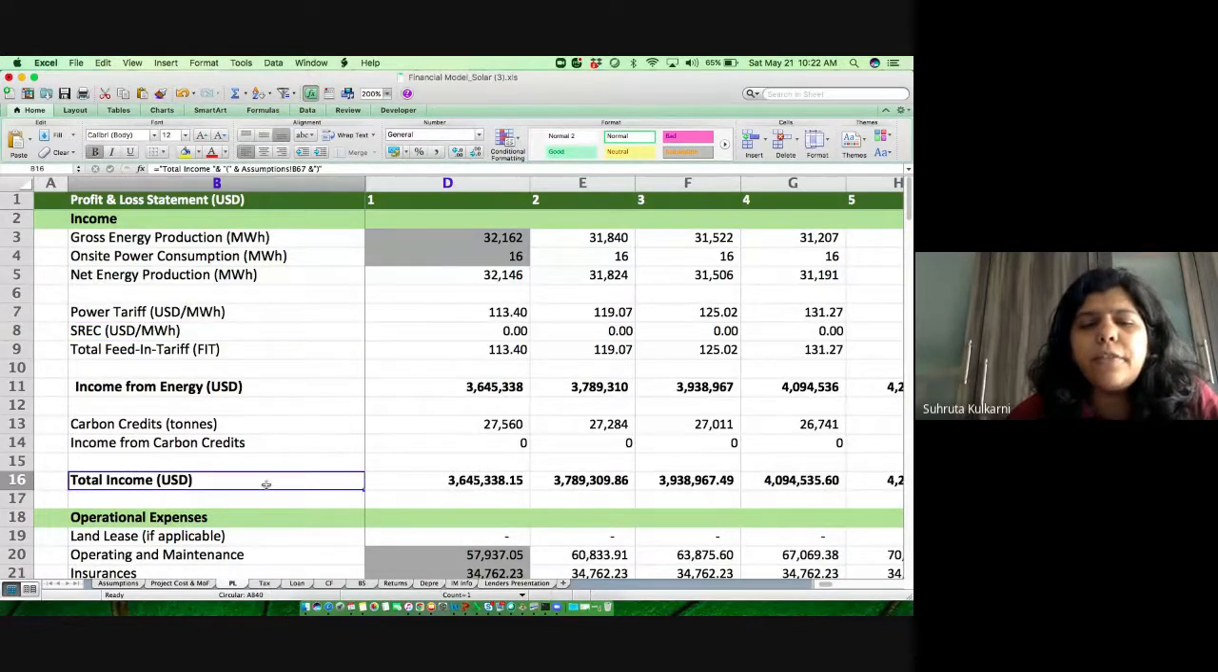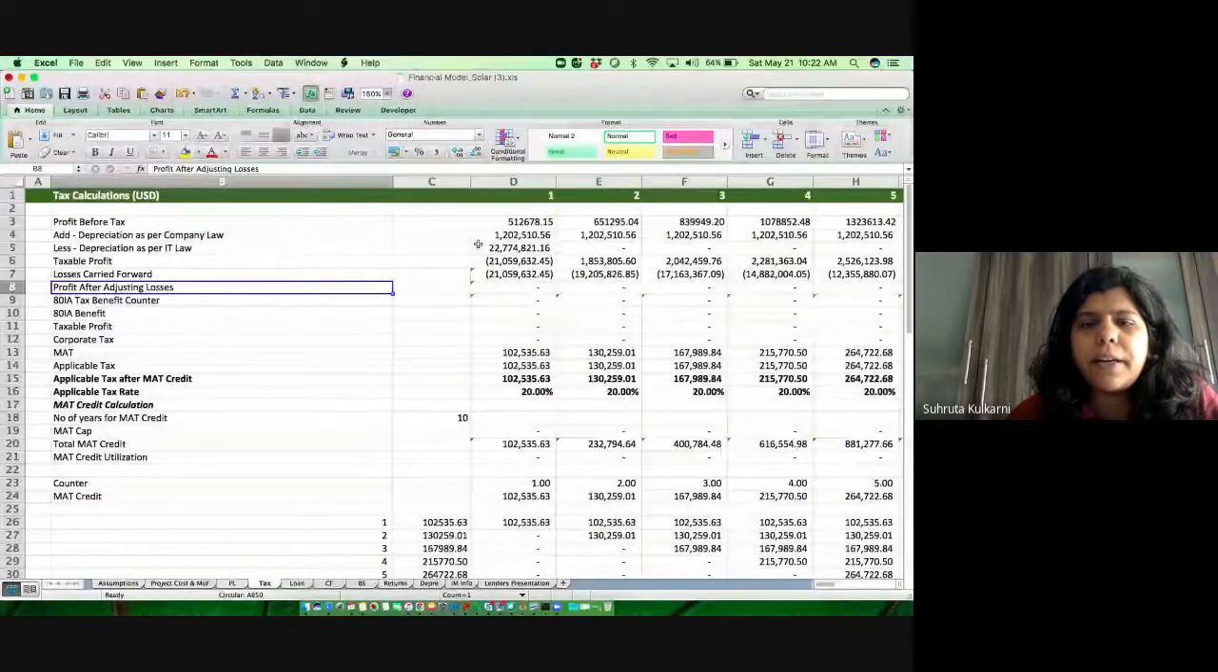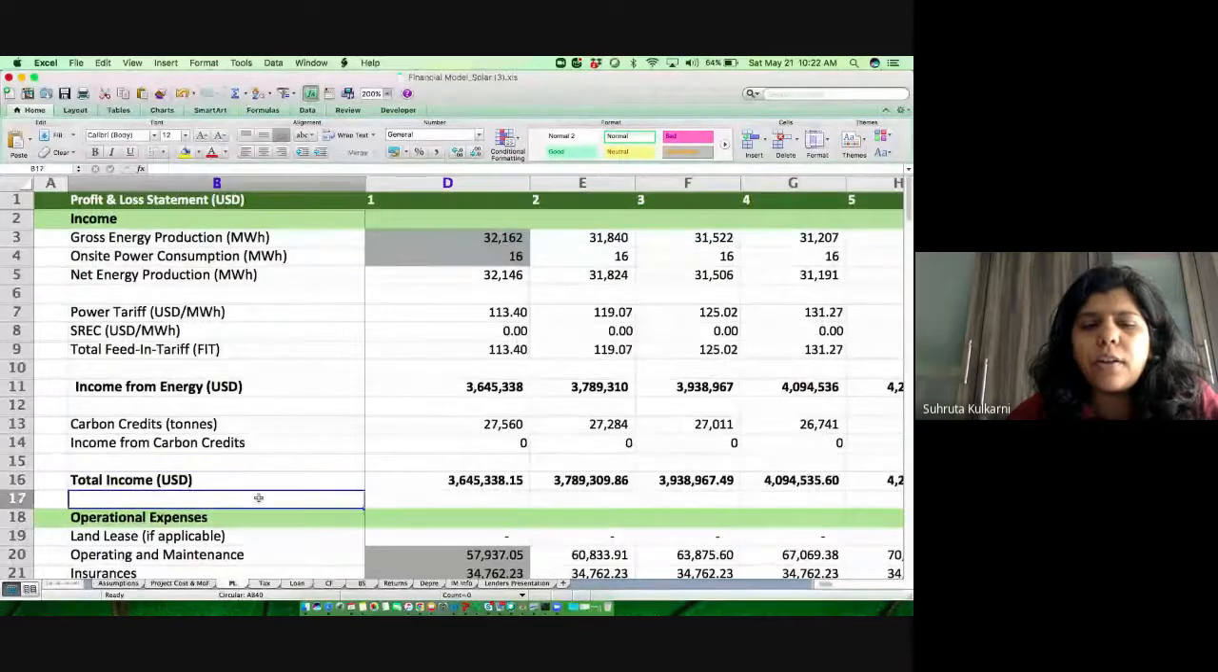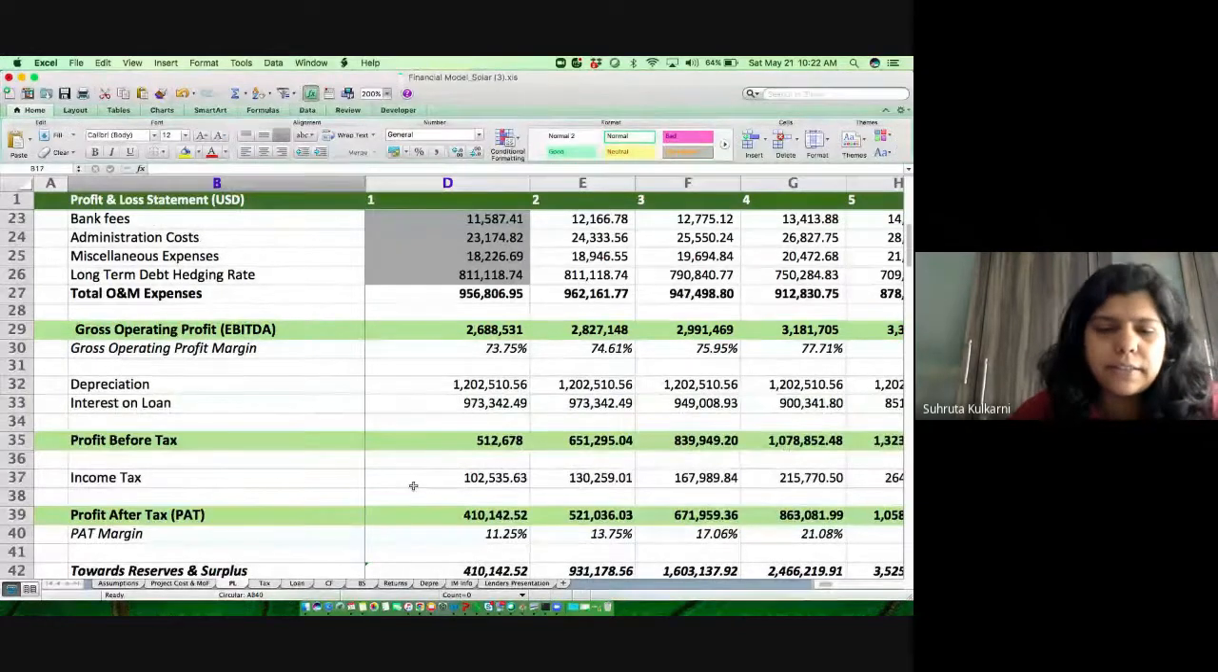Then there are some inflows to the income statement which come from the tax sheet. Now, why do I have a separate income tax sheet? I could as well do a 30% on whatever my profit before taxes is. I can simply do a 30% on this and calculate the income tax.